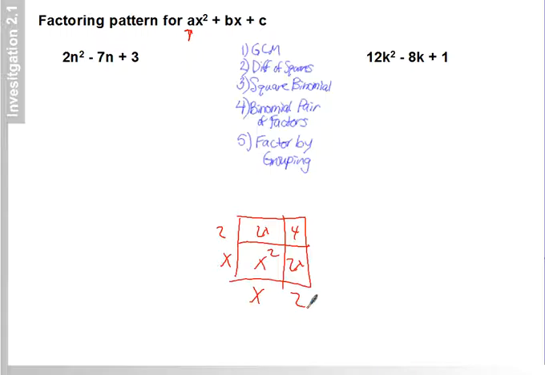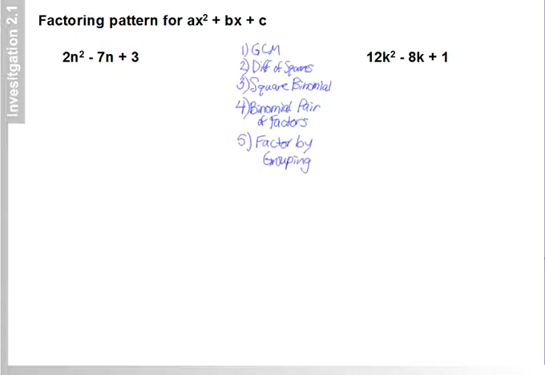The catch is, because of this a value, you're going to have doubled, if not quadrupled, the number of possibilities for finding the correct factor form, which means you have to be drawing a lot of rectangles and doing a lot of erasing. Hopefully we can find a way to speed that process up. Let's take a look at our first problem. We have 2n squared minus 7n plus 3.